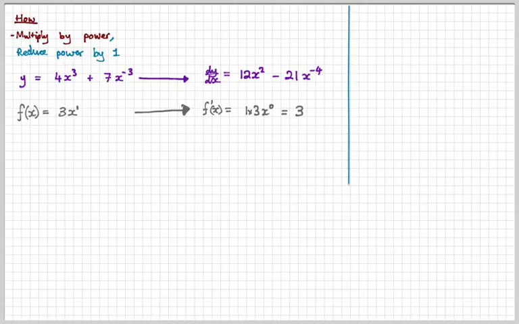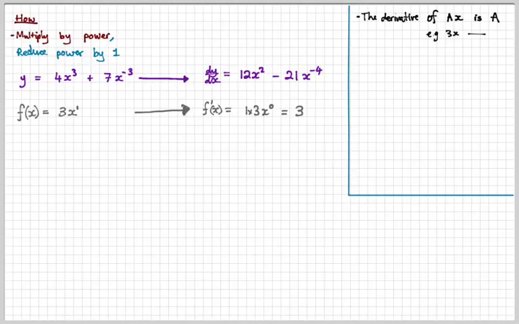And this is kind of going to be a rule of thumb. We're going to write some rules of thumb up here. And this is already written on your sheet, I think. The derivative of ax is a. So for example, the derivative of 3x is 3. Okay? So anytime you have a number times x, the derivative is that number.